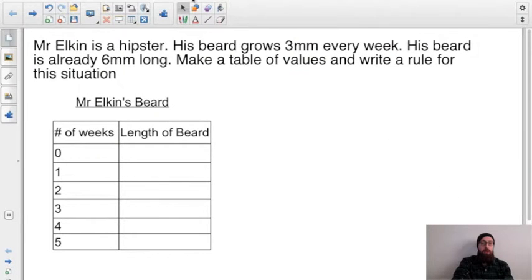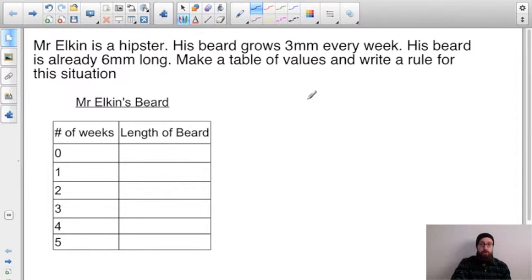Alright guys, so you can pause the video and go and try to solve this problem yourself, but I'm going to solve it now. So we have that I'm a hipster, my beard grows 3 millimeters every week, and it is already 6 millimeters long. Make a table of values and write the rule for this situation. Well, right off the bat, we already know what our independent and dependent variables were. We figured out before: number of weeks is my independent and the length of my beard is the dependent. And now let's look at the problem.